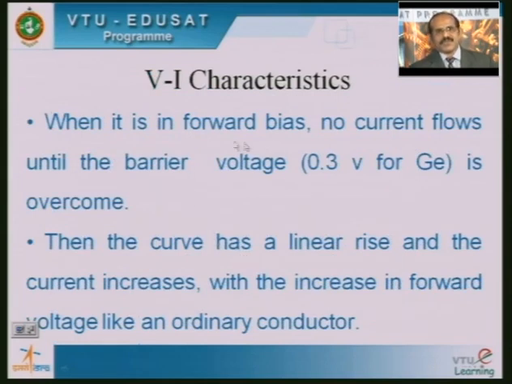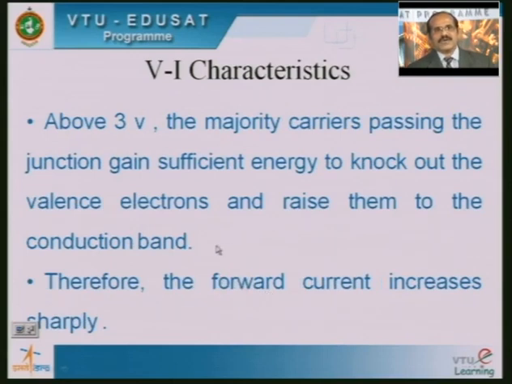You can see that in the VI characteristics, whenever the semiconductor diode is in forward bias, no current flows until the barrier voltage is overcome. Then the VI characteristic curve has a linear rise, and the current increases with the increase in the forward voltage like an ordinary conductor. And above 3 volts, majority carriers passing the junction gain sufficient kinetic energy. These majority carriers hit the other atoms and knock out the valence electrons, and therefore the number of valence electrons increases.